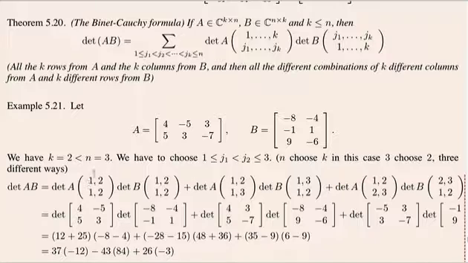Then once you choose for A, then B is automatic because it has all the 2 columns, and then it has the same choice of rows as the choice of columns in A. So if it was 1, 2 here, this is 1, 2. If it was 1, 3 here, then it's 1, 3. If it's 2, 3, then it's 2, 3.